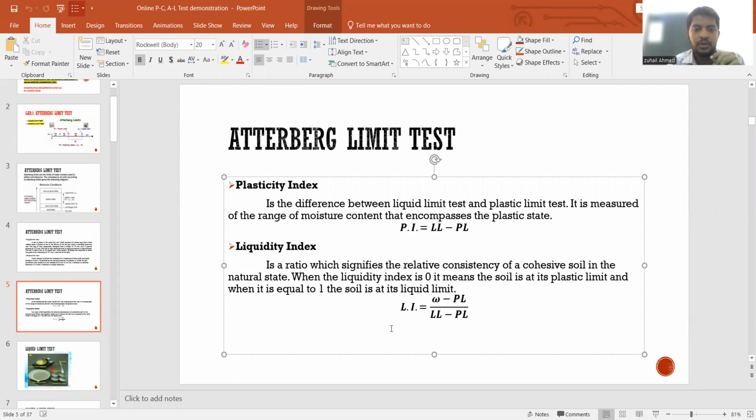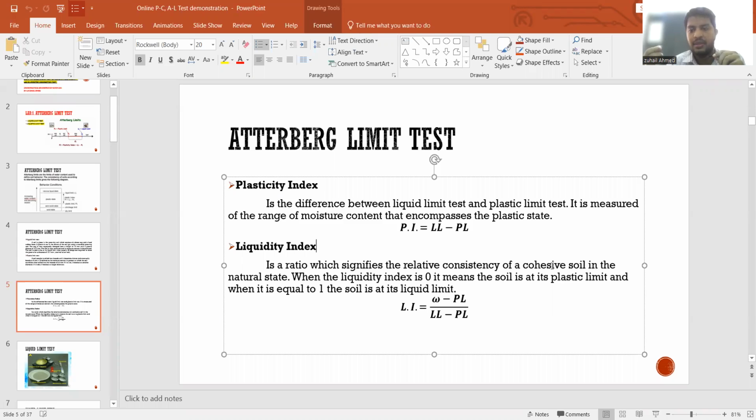Then there is a ratio, the liquidity index, which signifies the relative consistency of a cohesive soil. What is meant by cohesive soil? Cohesion is the stickiness of a particular soil. You can understand that clay is stickier than normal sand. There is friction in sand, but not cohesion. Clay is a cohesive soil, while sand is a cohesionless soil.